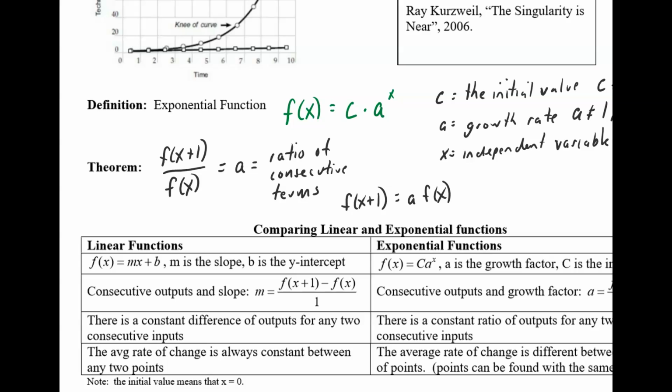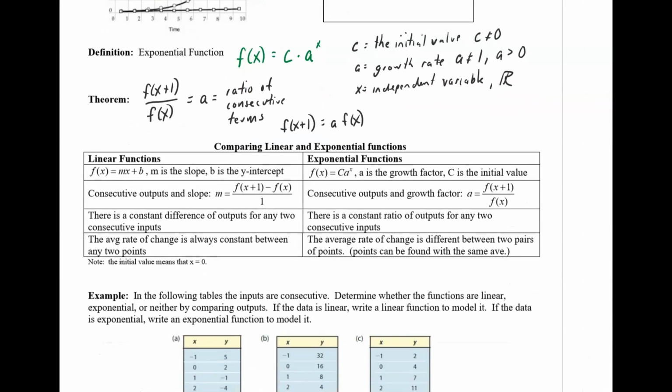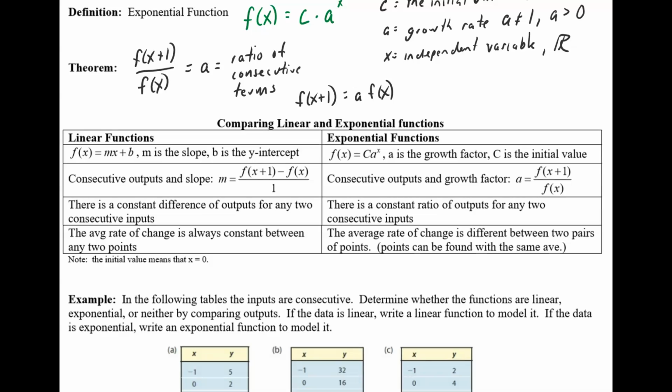Okay, so let's take a look now at a comparison of some features of linear and exponential functions. Our general form for a linear function is y equals mx plus b, or we could say f of x equals mx plus b, where we know the slope and the y-intercept. And with the exponential, the counterpart is f of x equals c a to the x, where, again, a is called the growth factor and c is the initial value. Now this sentence right here, consecutive outputs, is a slope formula kind of in disguise.